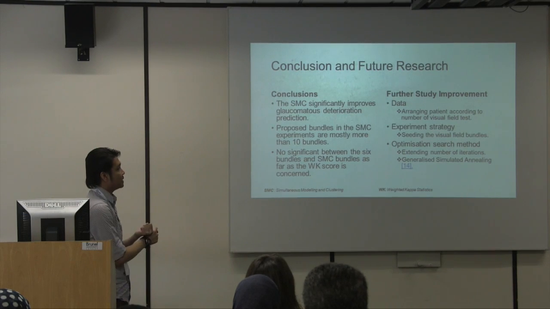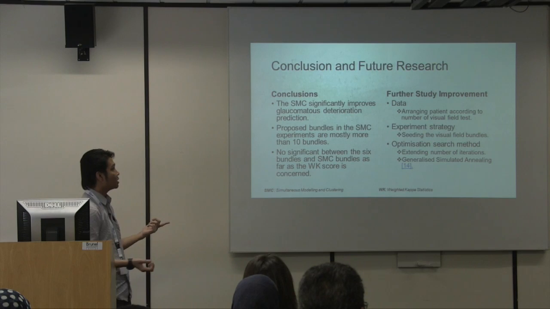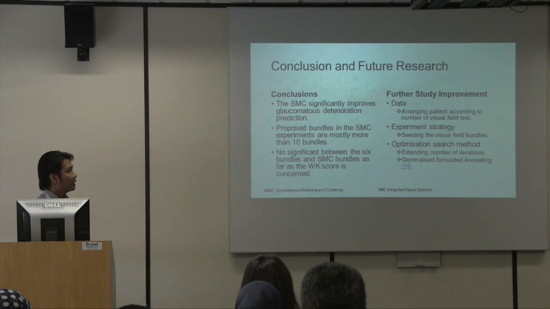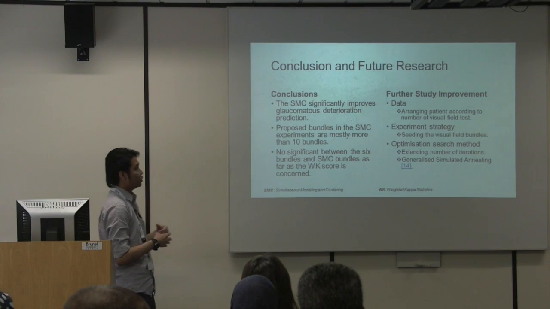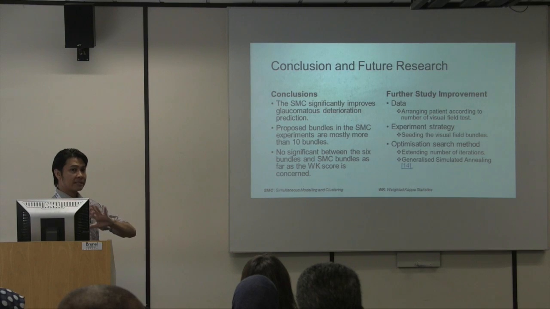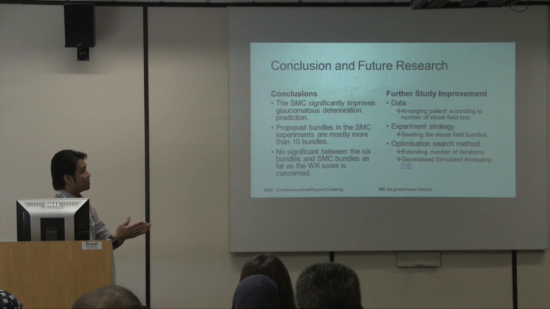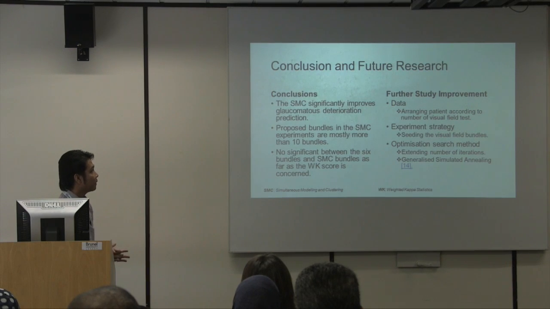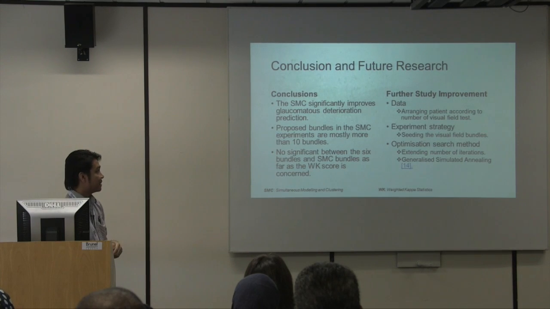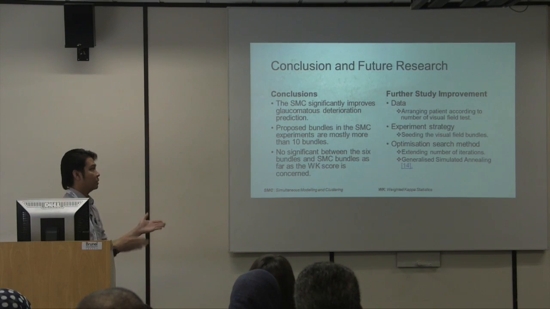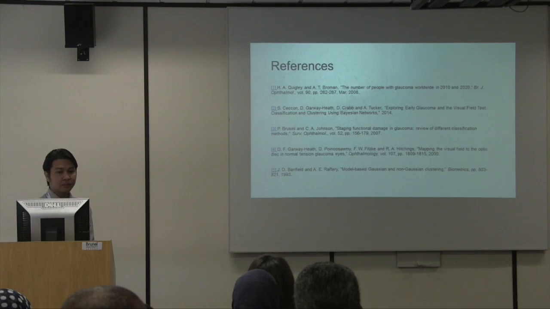First, to arrange patient records according to the number of visual field tests. I could also improve the efficiency of the search by seeding the algorithm using the visual field bundles, which are the six bundles. Earlier on I said I used random, but for future research I could use seeding with the six bundles. And I would like to extend my research to use a quite popular method, generalized simulated annealing, and probably I could extend the number of iterations for the existing experiments. That's all. Thank you so much.